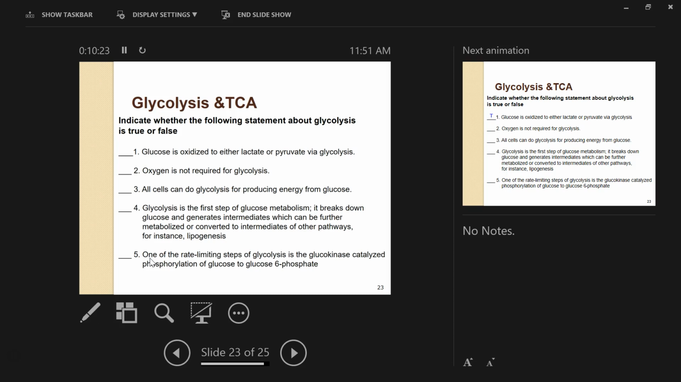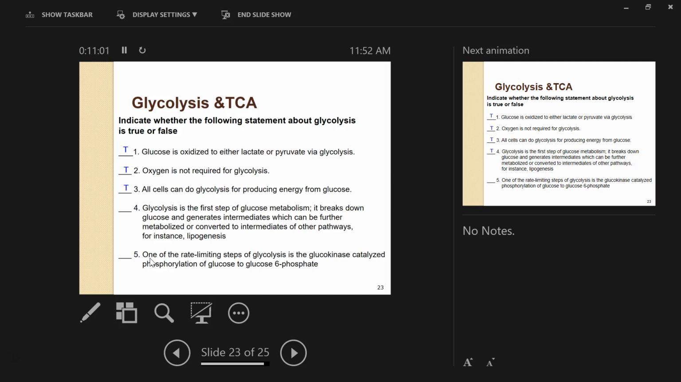So first question, glucose is oxidized to either lactate or pyruvate via glycolysis. True or false? True, right? And second, oxygen is not required for glycolysis. True, not required. In glycolysis, we're just thinking about going from glucose to either pyruvate or lactate. This is true, right? And 3, all cells can do glycolysis for producing energy from glucose. True, right?